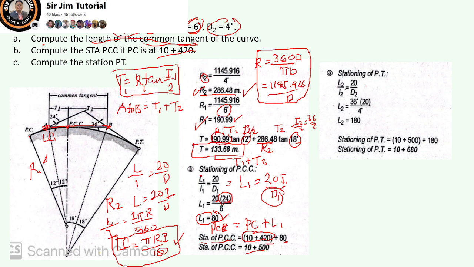Okay. How about PT? Okay, the same formula. L2, or length of curve 2, is 20 I2 over D2. Substitute. I2 is given here in the problem, it's 36. Okay. D2 is also given, 4. Then we can get L2, or length of curve for the second curve. So PT, looking at the drawing, you travel from PCC with the length of curve number 2, or L2. Station PCC plus this 180 will give you station PT. Okay, so here you just have to work on the drawing and then the formula.